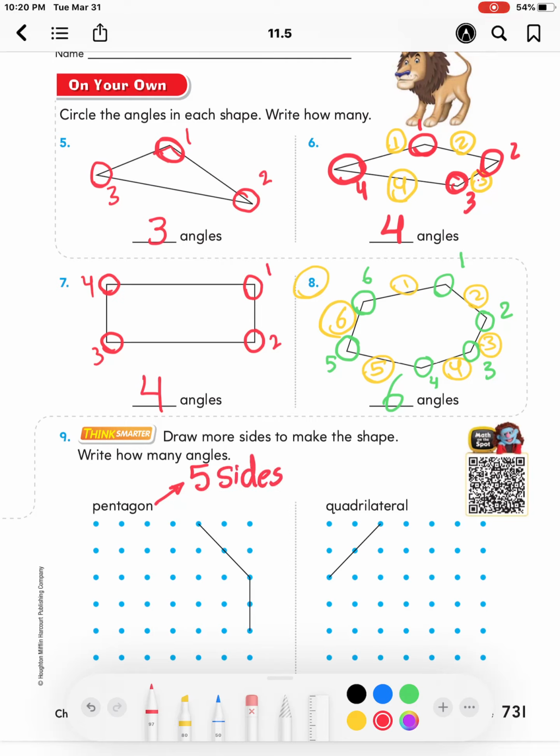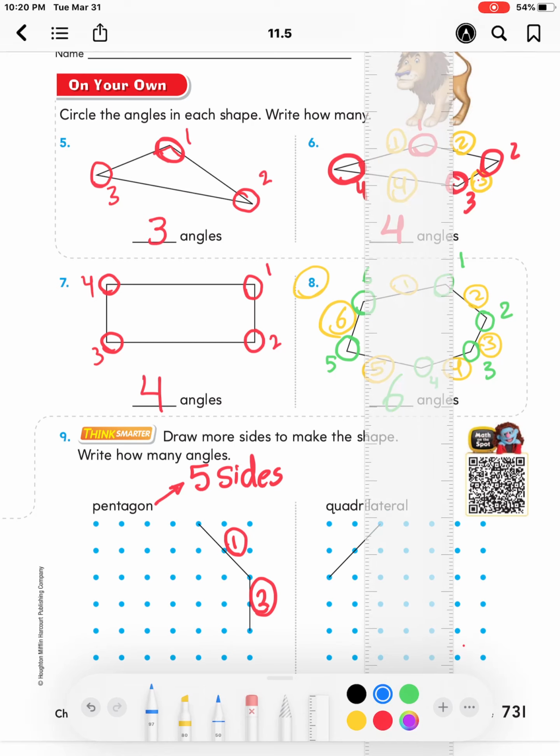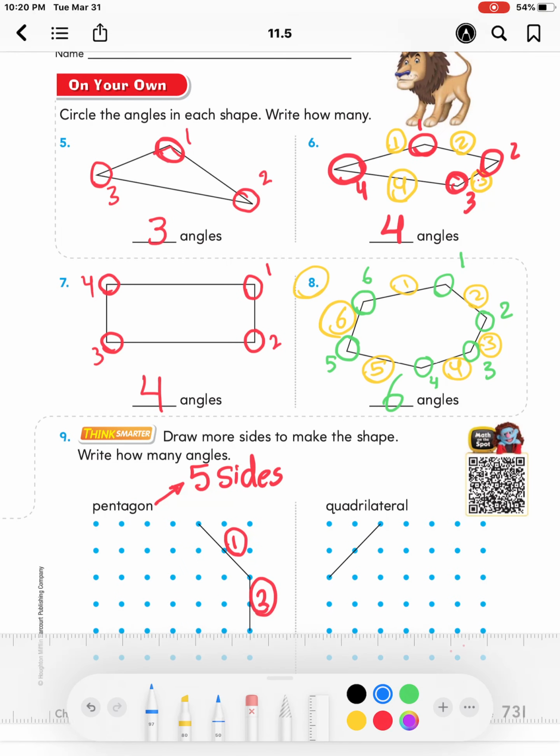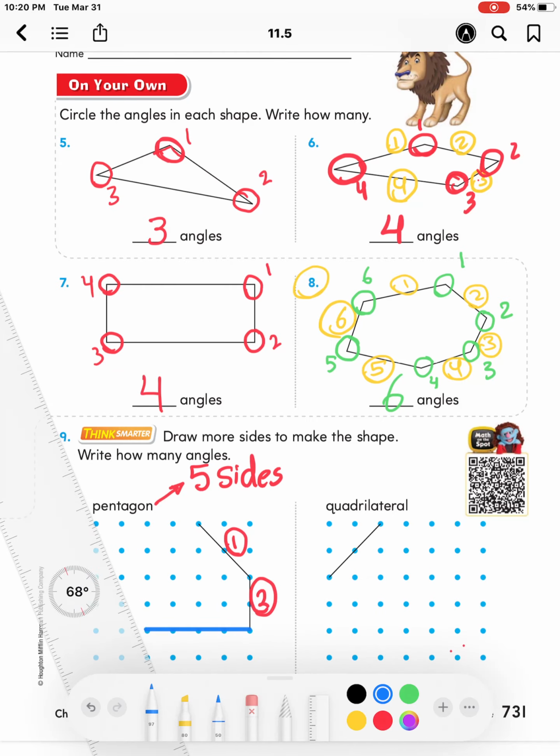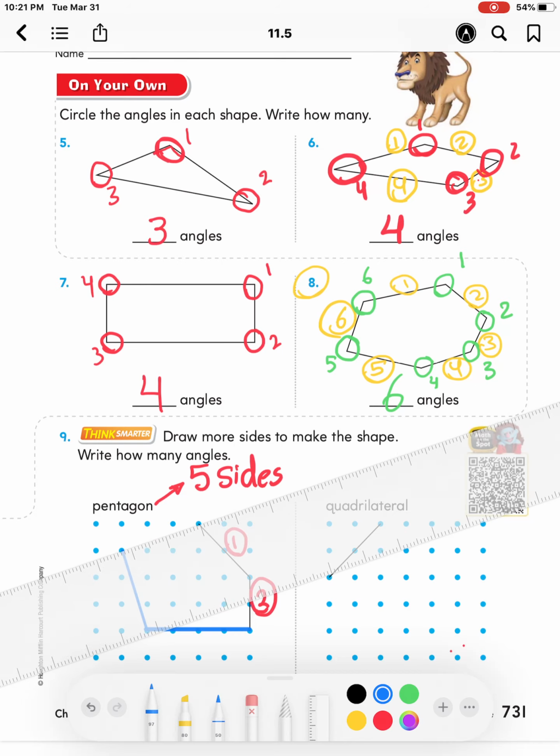Excellent. Now I have how many sides here? 1, 2. So how many sides do I need in order to have 5 sides, not just 2? Good job. I need 3 sides. Let's get our ruler. Okay. So we need 3 sides. We are going to draw it like this. Then we draw another side here and another one here. Okay.